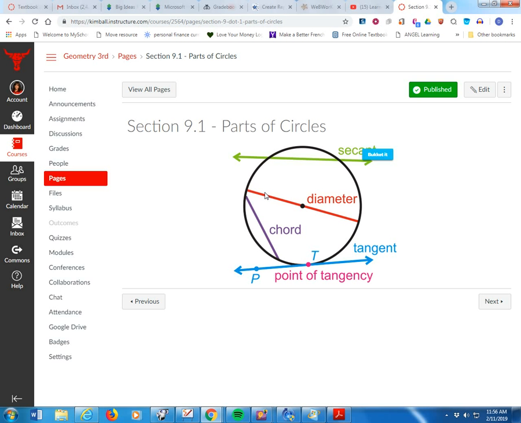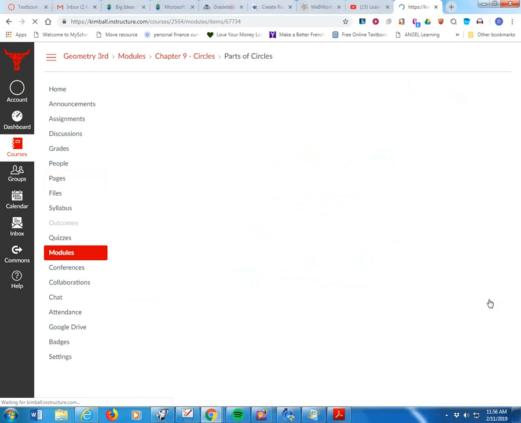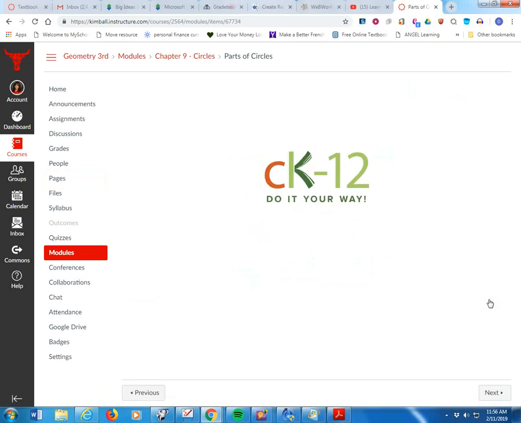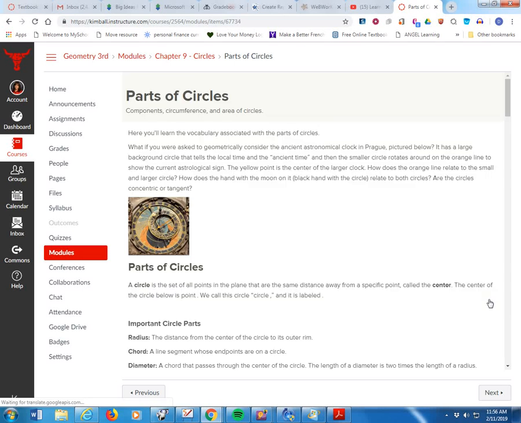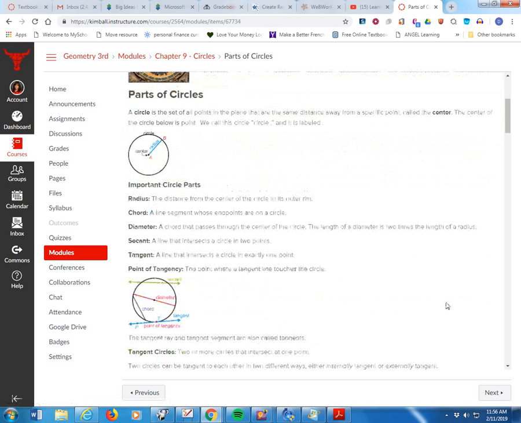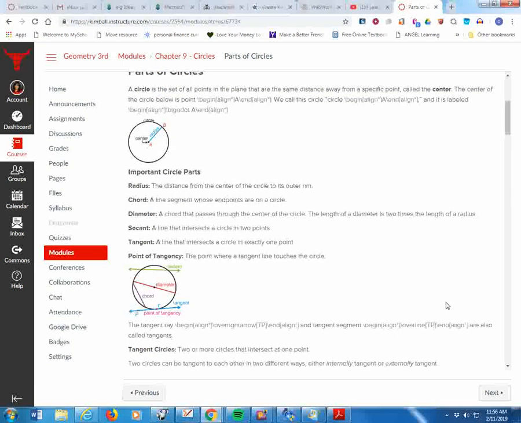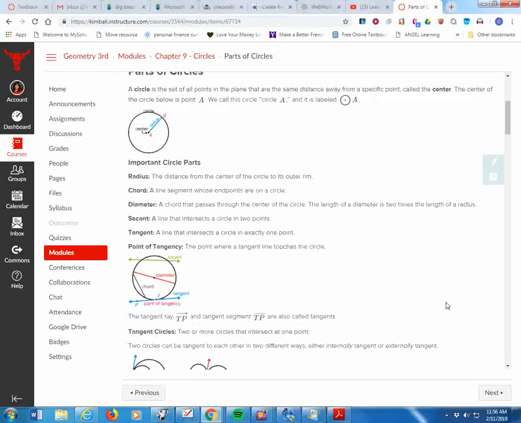Okay, circles are named by their center letter, whatever that letter is. So if I go to the actual textbook here, this circle would be called circle A, because A is the letter that's at the center of the circle.